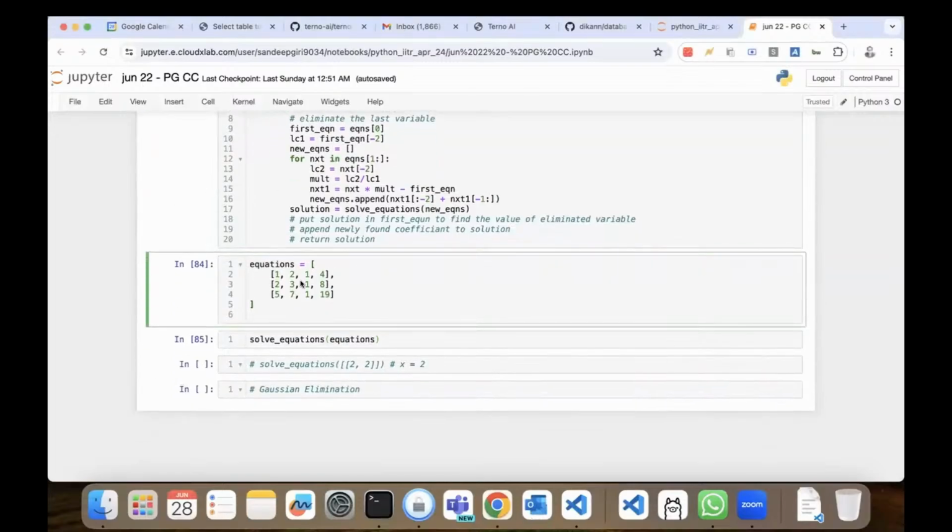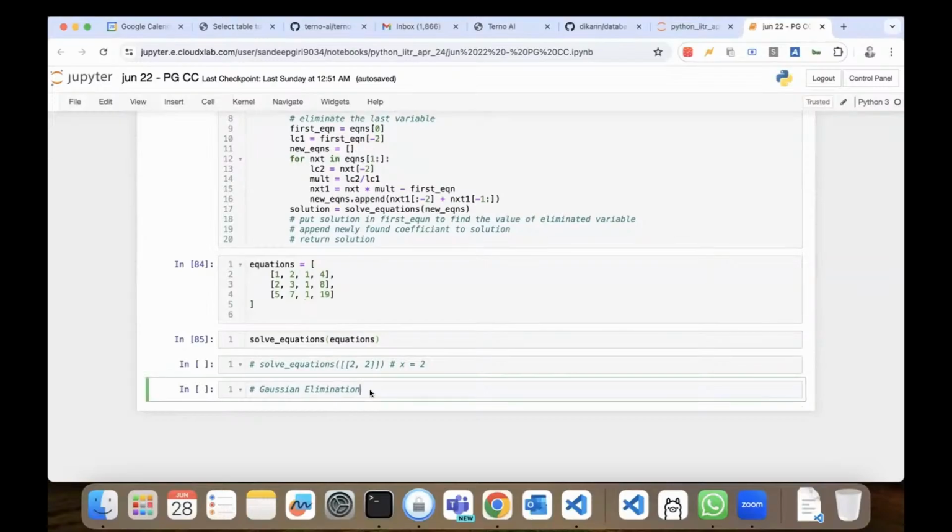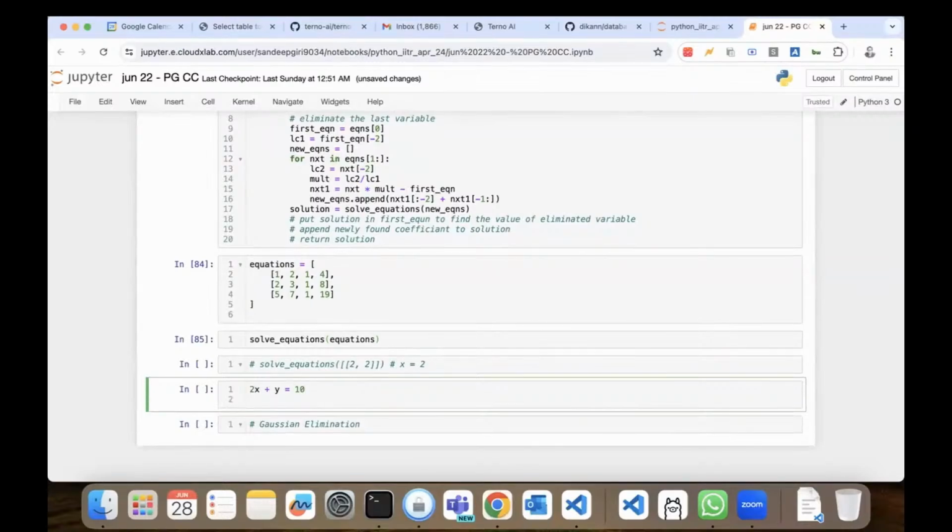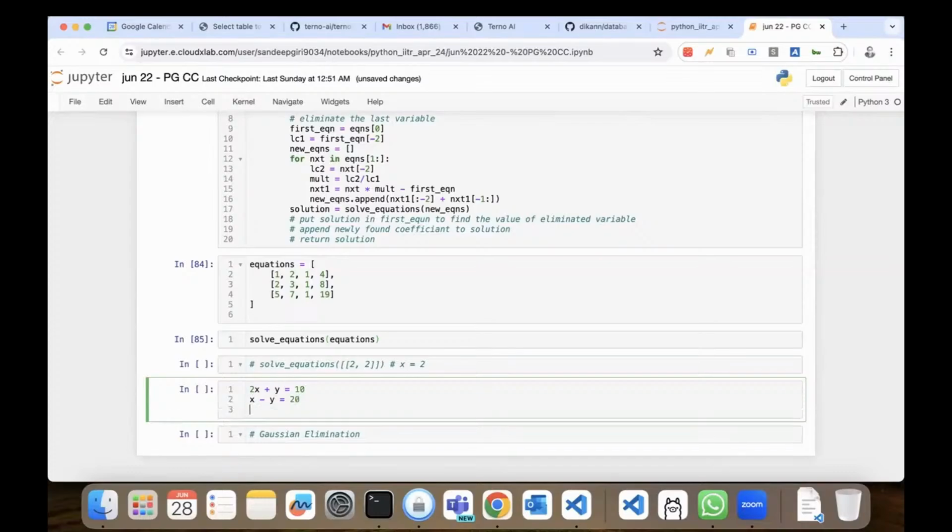Let's say you have these three equations: x plus 2y plus z equals 4, 2x plus 3y plus z equals 8, 5x plus 7y plus z equals 19. Now what we have to do is convert these equations to one less number of variables. Let's say you have 2x plus y equals 10 and x minus y equals 20. You can eliminate one variable at a time.